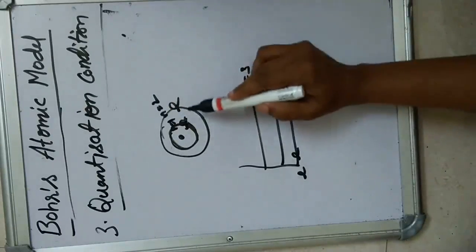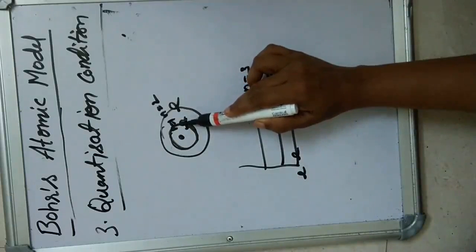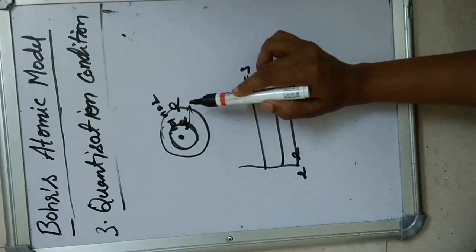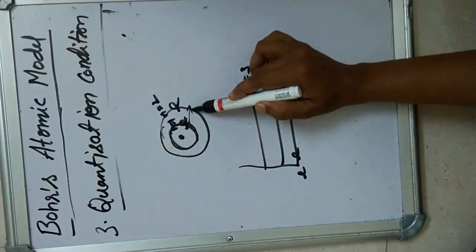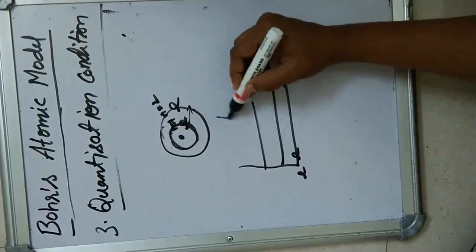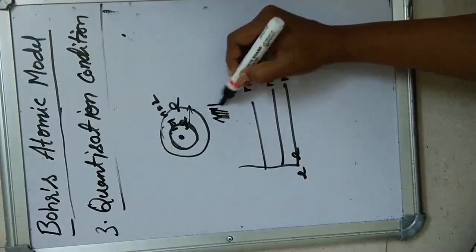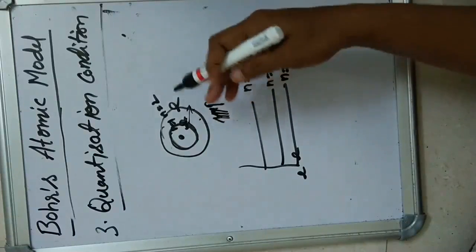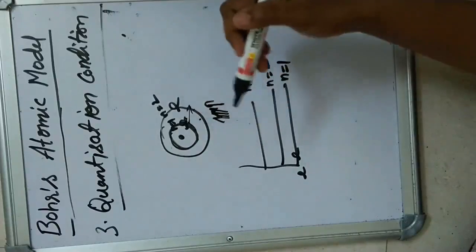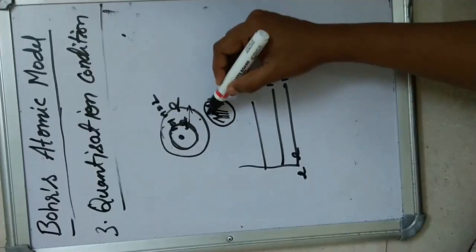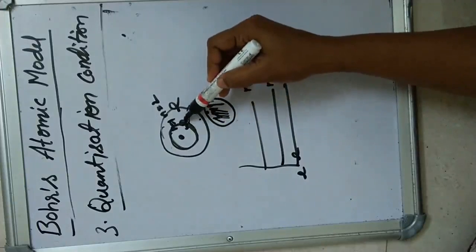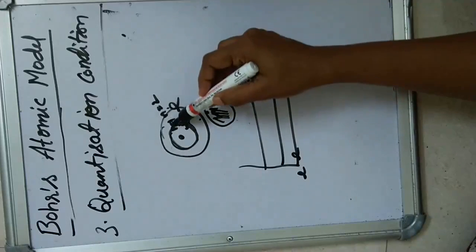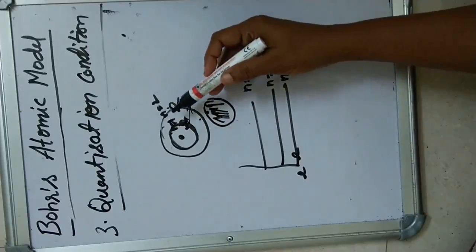If this electron starts jumping from the inner shell to the outer shell, usually when it jumps, imagine that I heat the atom. What happens? The electron takes energy from the heat. So electrons start jumping from one level to another level.